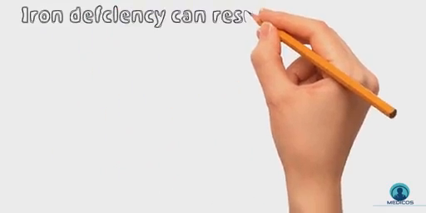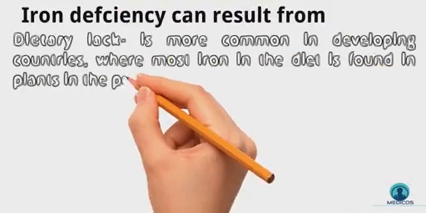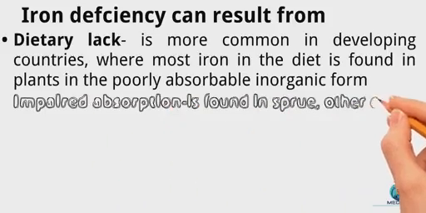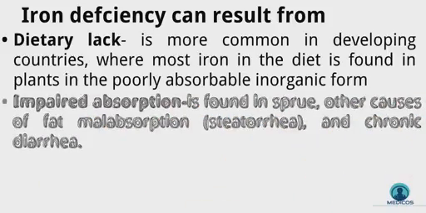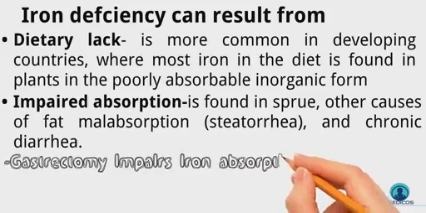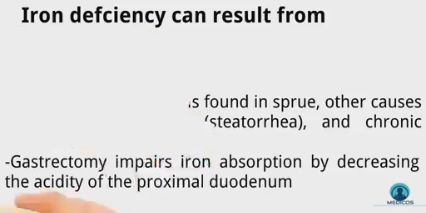Iron deficiency can result from, first, dietary lack. Dietary lack is more common in developing countries, where food is less abundant and most iron in the diet is found in plants in the poorly absorbable inorganic form. Second, impaired absorption. Impaired absorption is found in sprue, other causes of fat malabsorption, also known as steatorrhea, and chronic diarrhea. Gastrectomy impairs iron absorption by decreasing the acidity of the proximal duodenum, and also by increasing the speed with which gut contents pass through the duodenum.